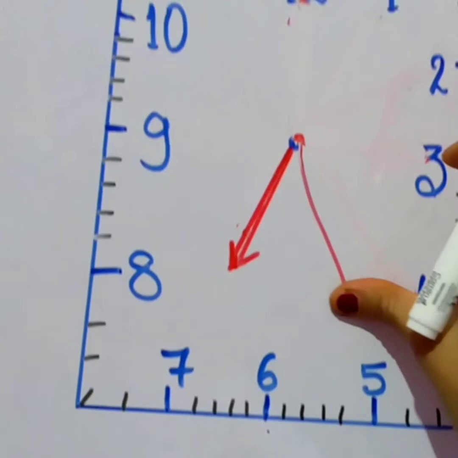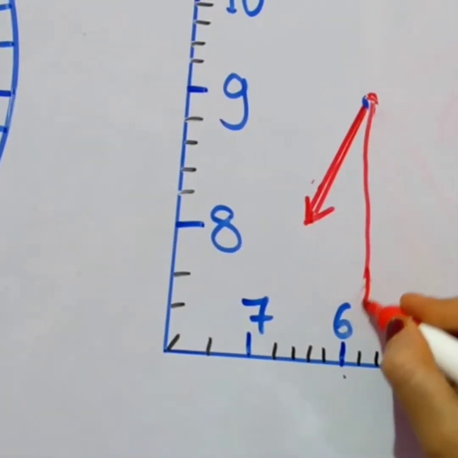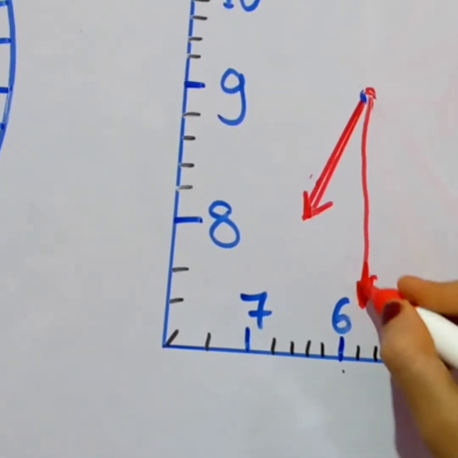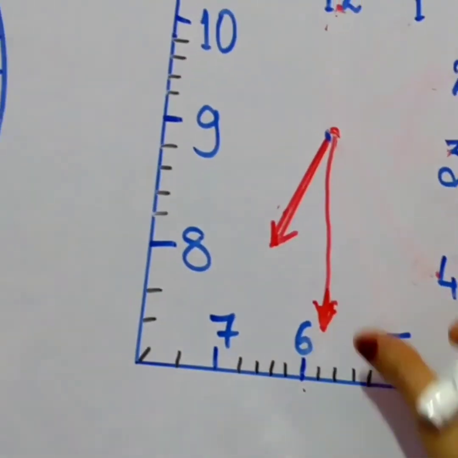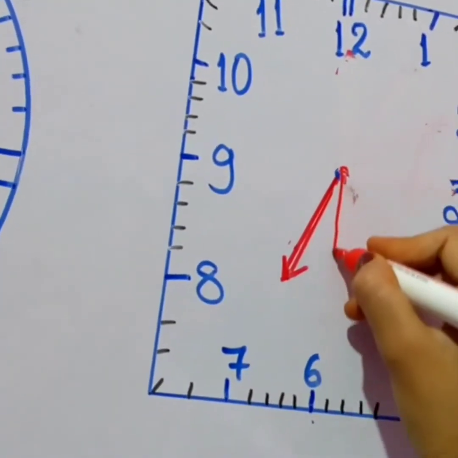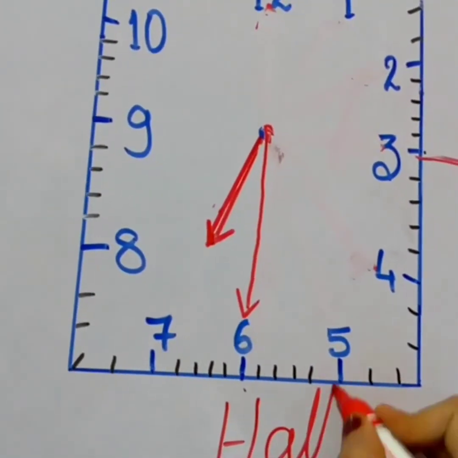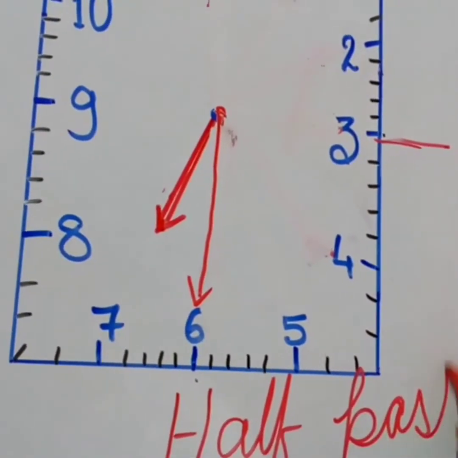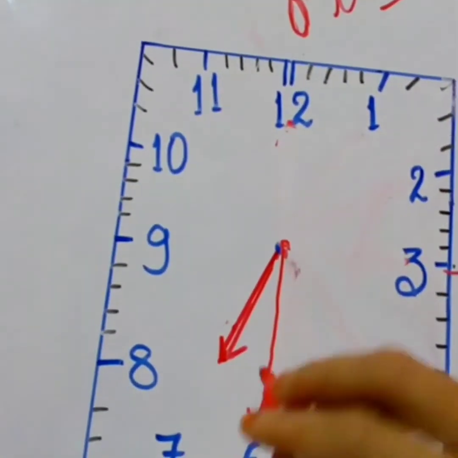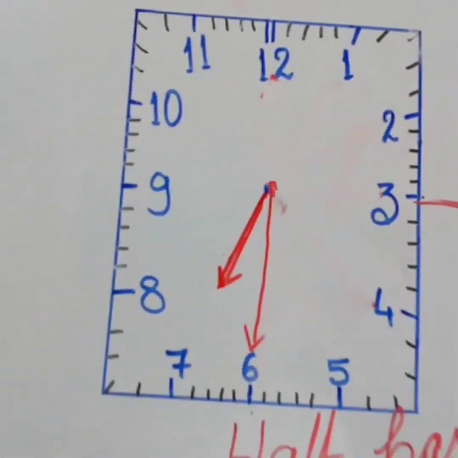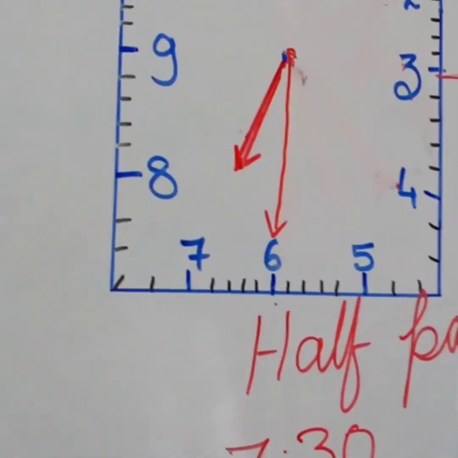Okay, and if the minute hand is just before 6, 1 minute before, it is said as 29 past 7. But when the hand is on the 6, it is said as half past 7. It means the hand completes half of the clock. Okay, half past 7, or it is also written as 7:30.